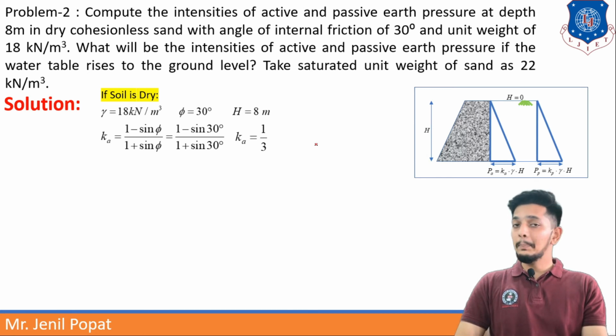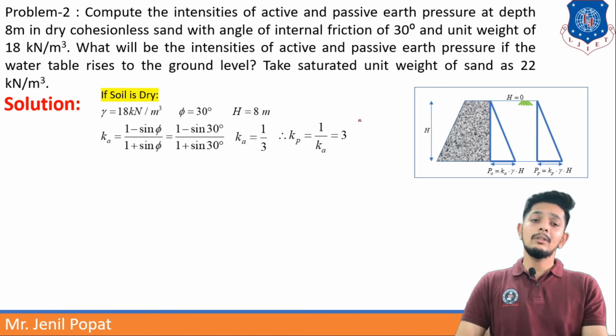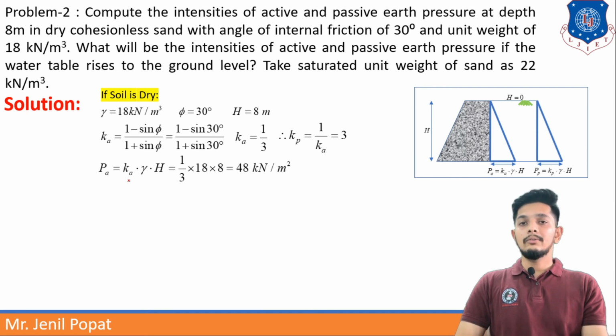Now what will be the Kp value? Kp will be 1 upon Ka, because it is 1 plus sin phi upon 1 minus sin phi. So Kp will be 3 here. So Ka and Kp are here. Now in the first case, when soil is dry, let us find out active and passive earth pressure. Pa will be K into gamma into H, which will be 1/3, because K is 1/3, gamma is 18 and H is given as 8. So Pa will be 48 kilonewton per meter square.